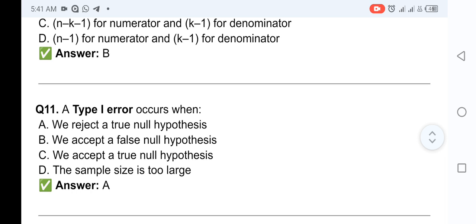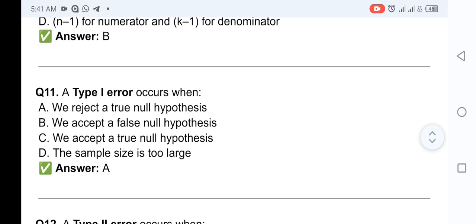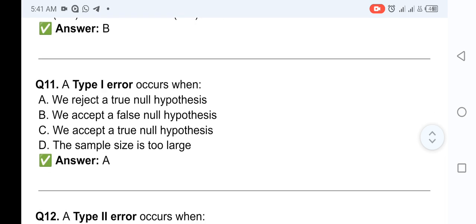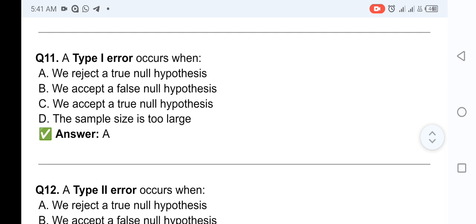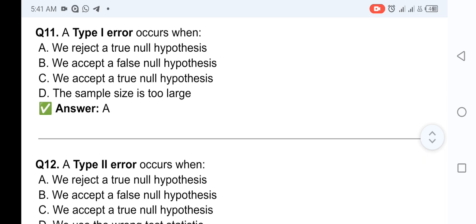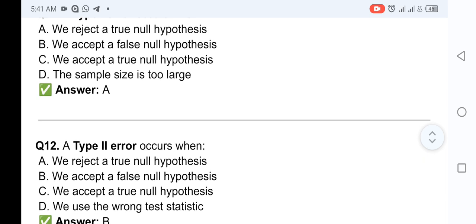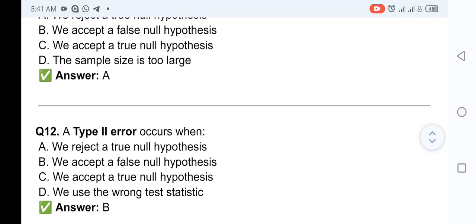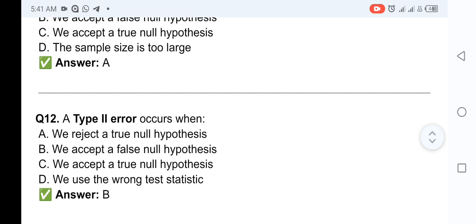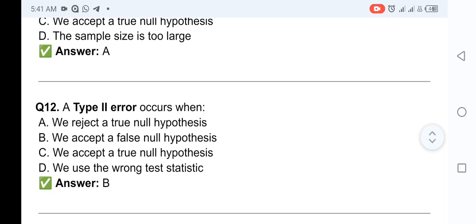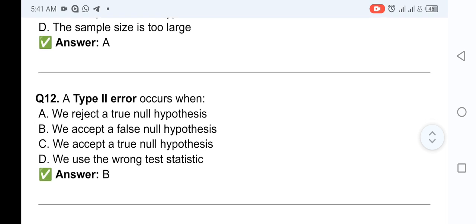B. we accept a false null hypothesis. C. we accept a true null hypothesis. D. the sample size is too large. Answer A. Q12. A Type 2 error occurs when A. we reject a true null hypothesis. B. we accept a false null hypothesis.